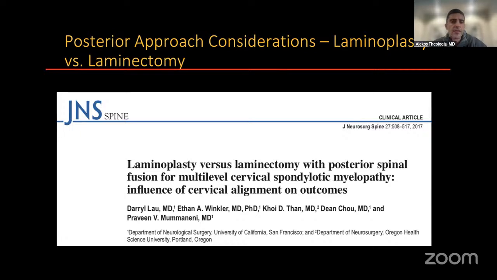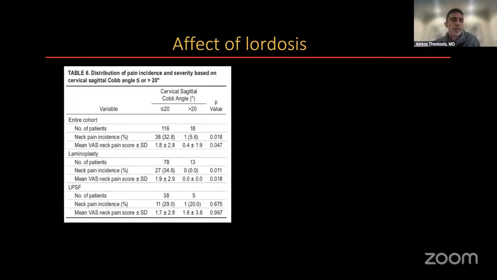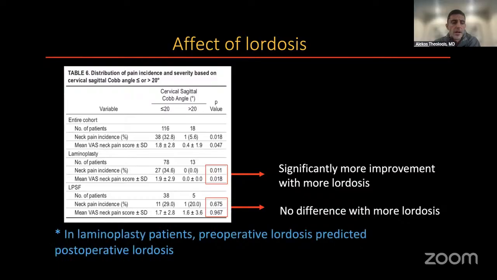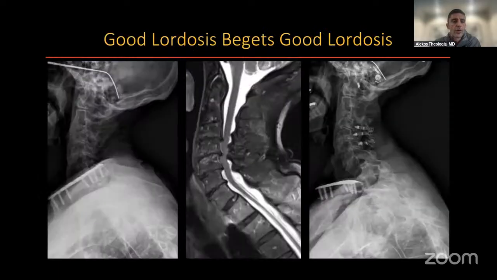alignment affects outcomes. And this is a nice study actually from the UCSF group that looked at patients with greater than 20 degrees of cervical lordosis to start versus those at less than 20. There's a sub-analysis of the groups and found that laminoplasty patients, not surprisingly, had significantly more improvement with more lordosis, where that wasn't the case in the laminectomy and fusion group. And so you could think, well, good lordosis begets good lordosis. Here is an 80-year-old with cervical stenosis, high T1 slope, and laminoplasty at 4, 5, and 6 who maintained his lordosis postoperatively.